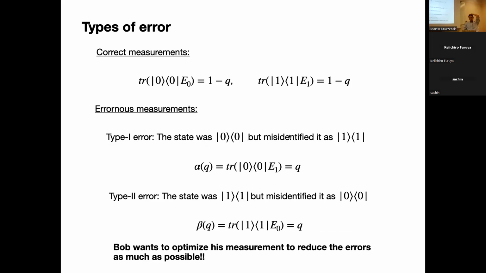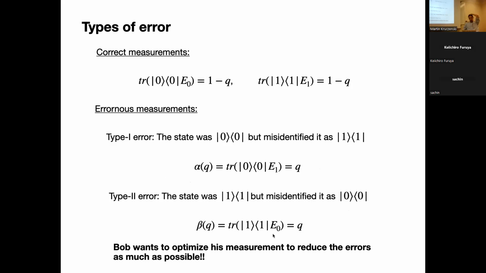But you misidentify it with the state 1. This is quantified by this definition. So you have trace of ρ0 and E1. So this is type 1 error. Then you can define type 2 error in the same way. The state Bob got is ρ1, but he misidentified it with ρ0.